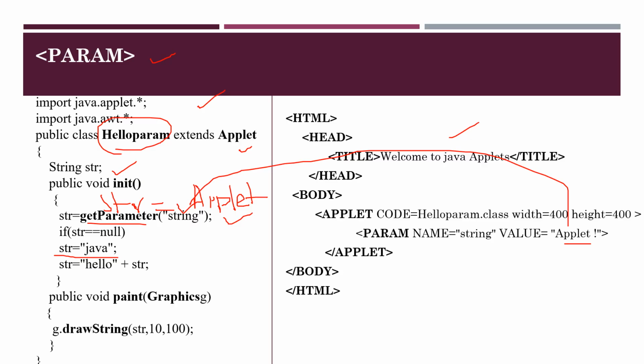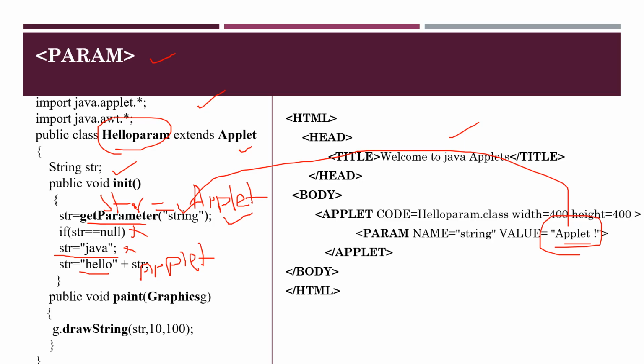Then it checks the condition whether the string value is null or not. If we are not passing this value, then the string value is said to be null. If it is null, then we set the string value to Java, but now we are passing the value, so the condition is false. So this value is not assigned to the string variable. Now str is set to hello plus str. Here the applet string will be appended.